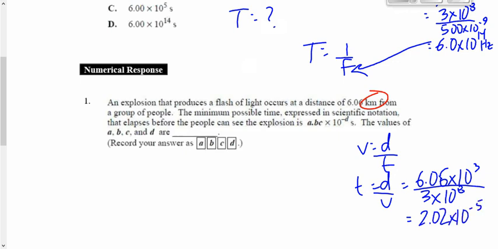10 to the negative 5, you're right, thank you. If it was 10 to the positive 5, that would be ridiculously far away, right? Because light travels so fast. It is 10 to the negative 5. So it becomes 2.02 times 10 to the negative 5.